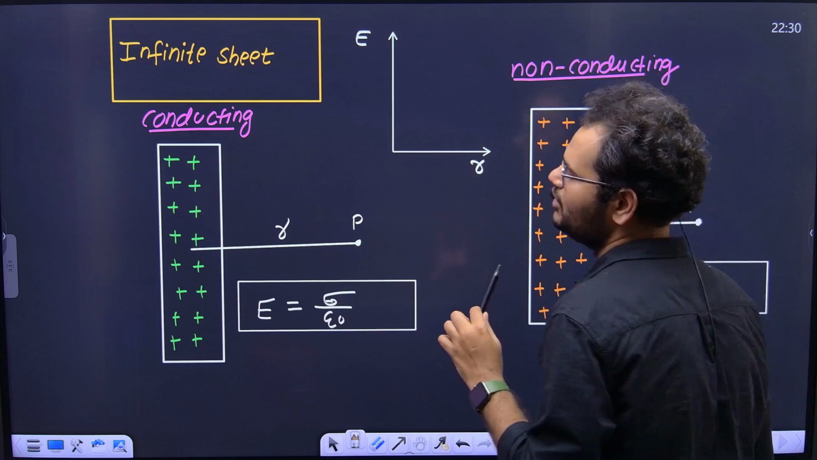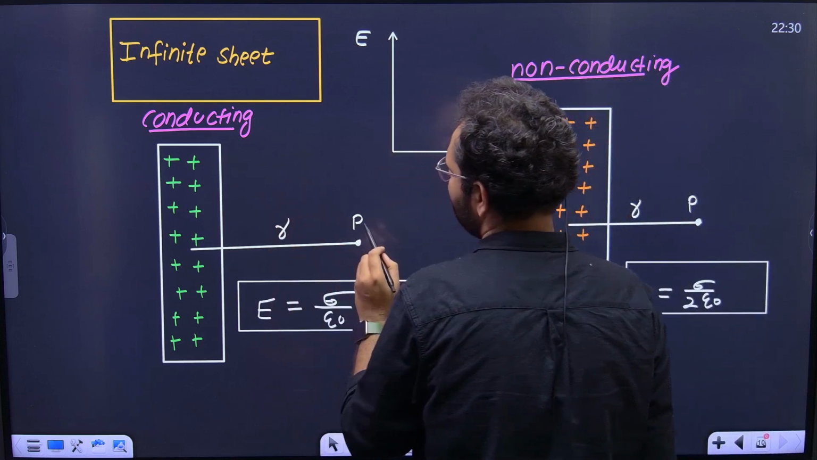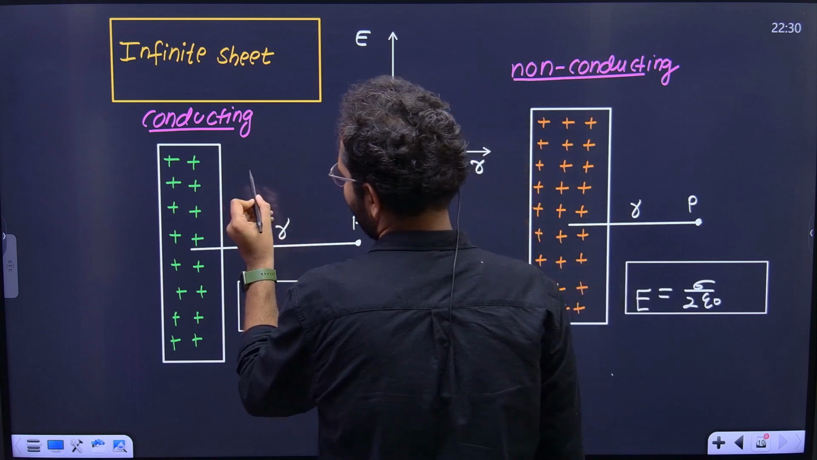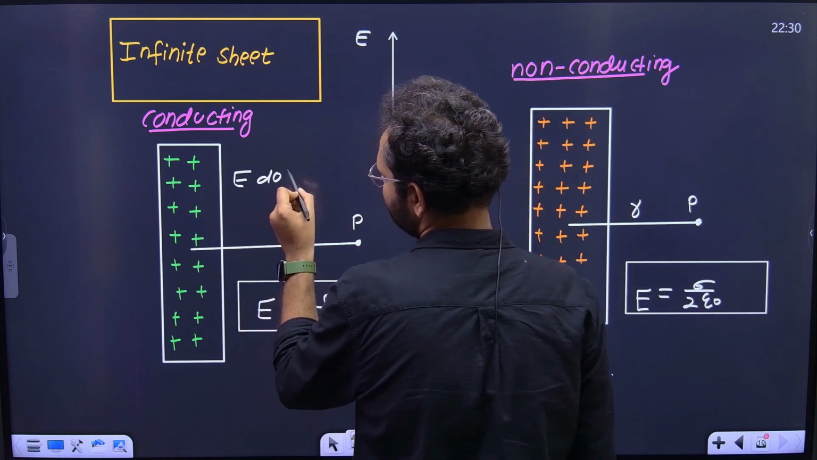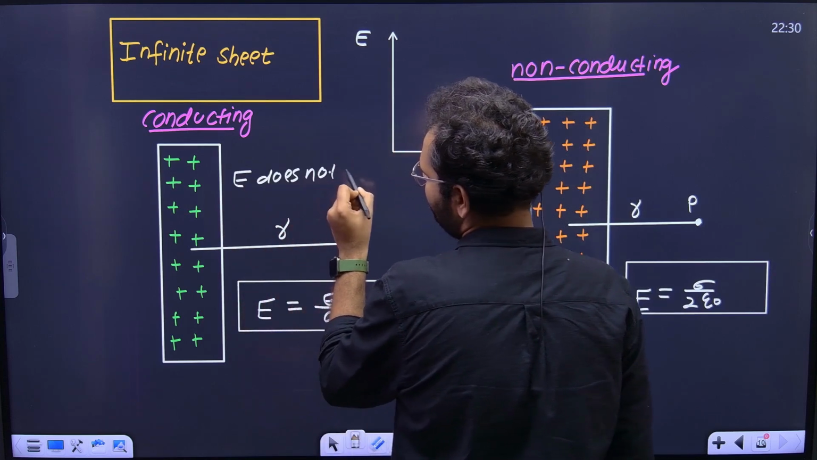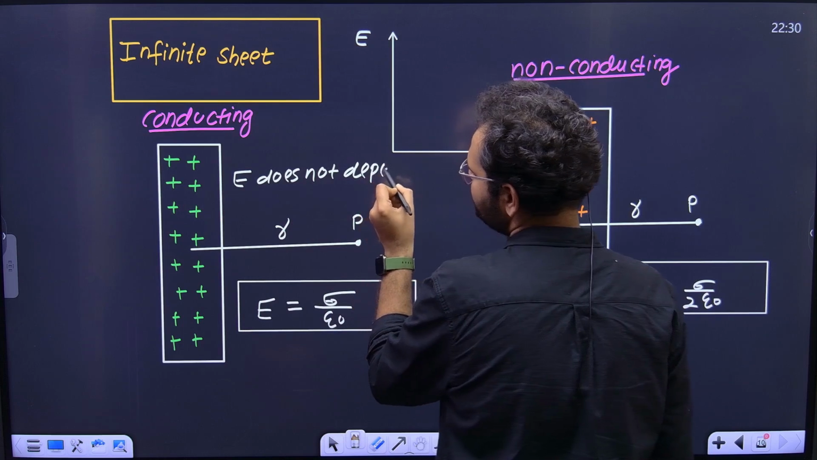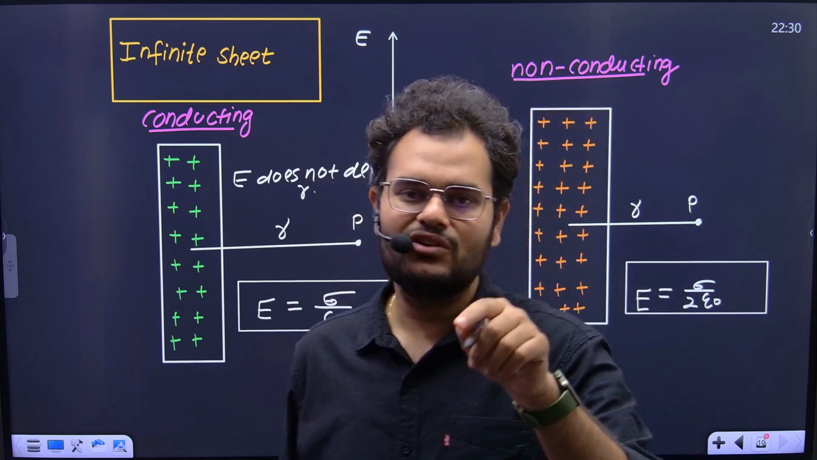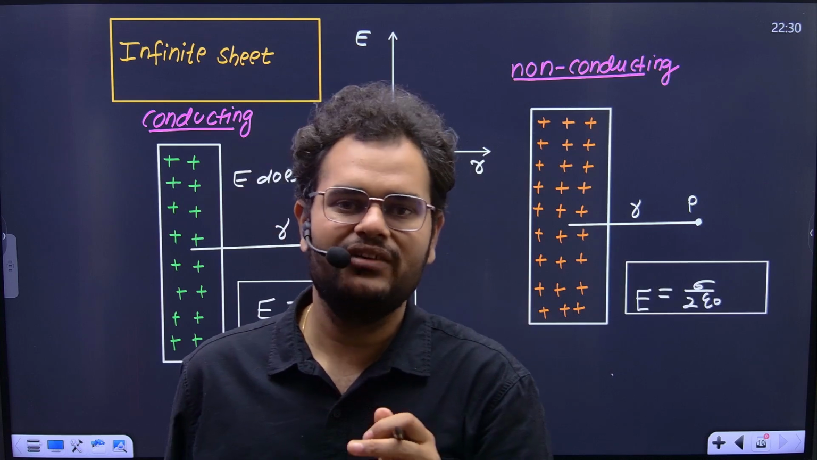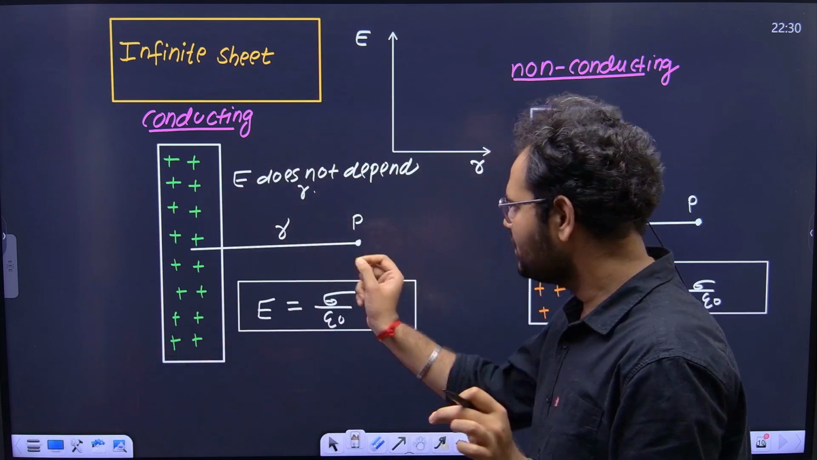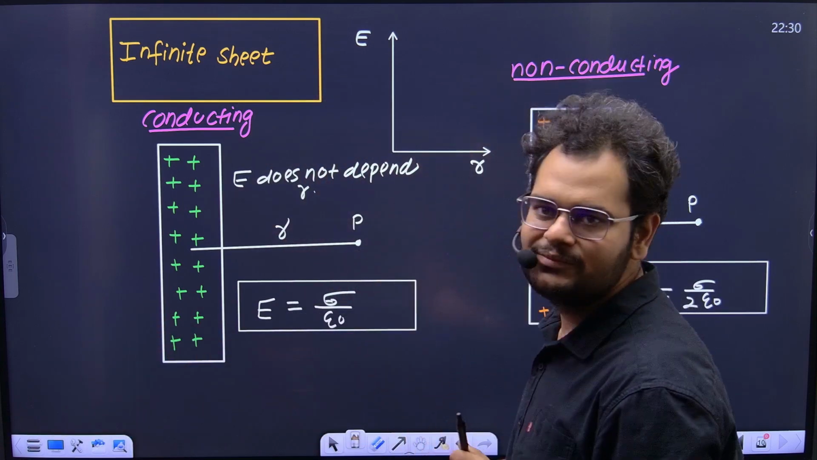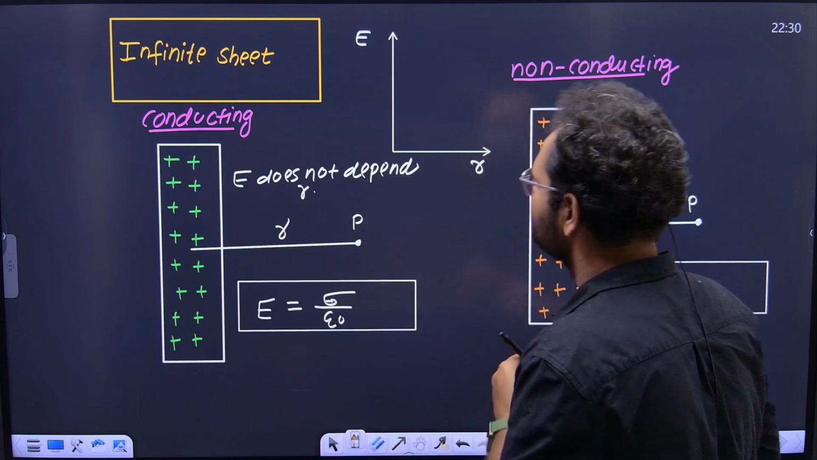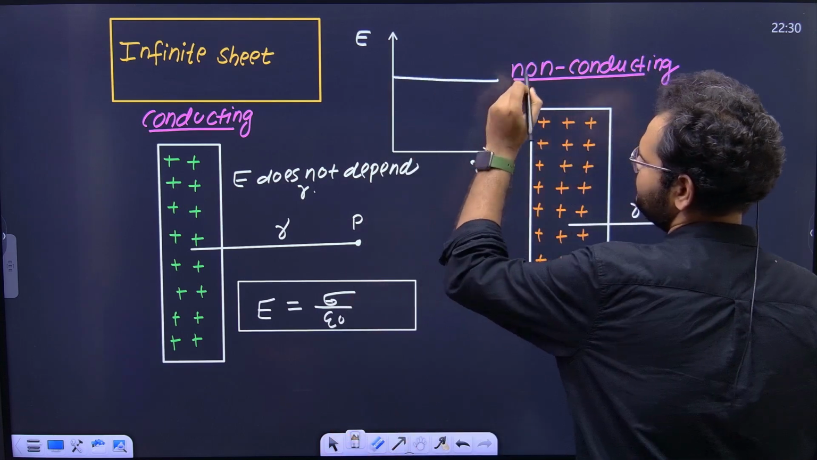Another important thing, what important thing, sir? Here you have to remember that the electric field does not depend on R. So E does not depend on R. That means practically wherever I go, my electric field is constant. So for a disk also, that condition will be there. When we go very near to the disk, the same condition will be there. Can you tell me the graph? If it does not depend on R, that means the electric field has to be constant for both. So the graph will be like this.